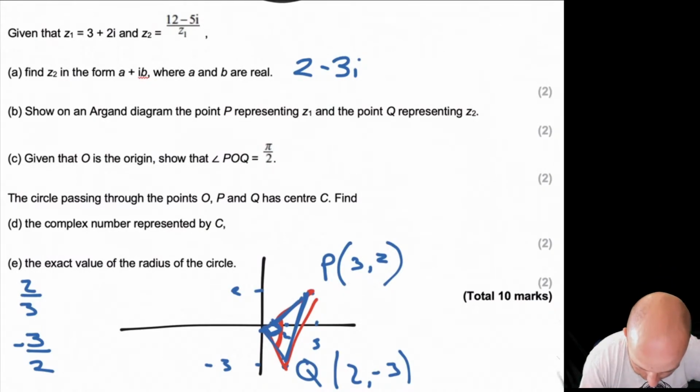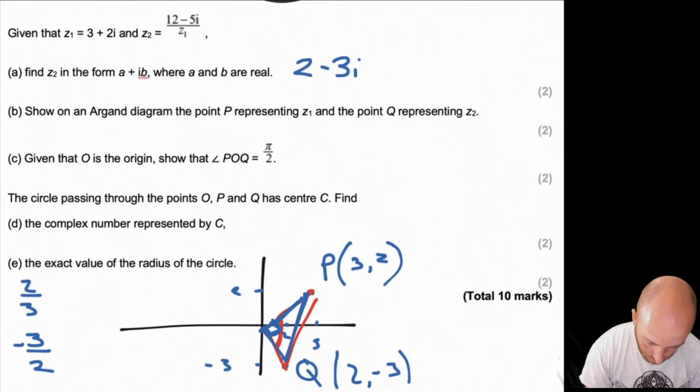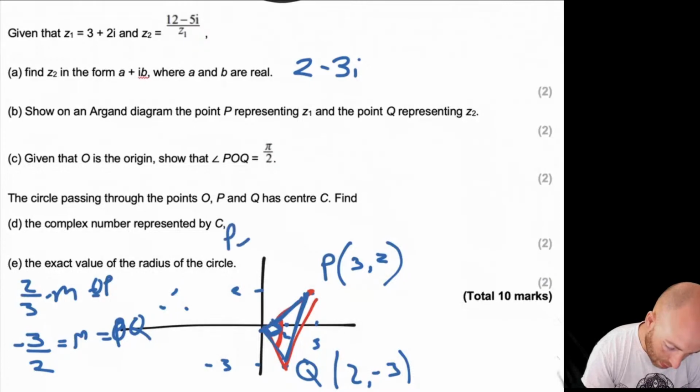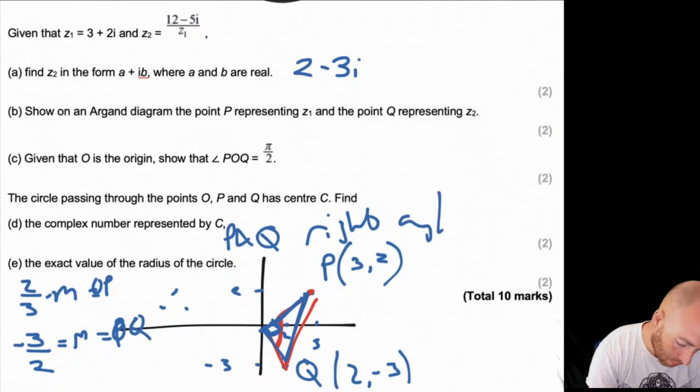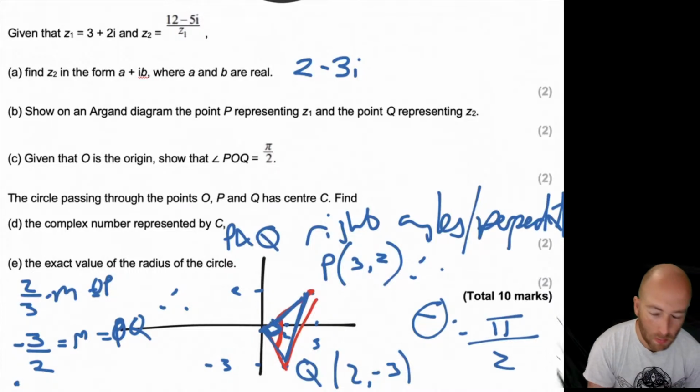Therefore, let's just check that again. POQ. Yeah, it's a right angle. So if you've worked that out, let's say the gradient for OP, and this is for OQ. Therefore, P and Q are at right angles, perpendicular. Therefore, theta is pi by 2.